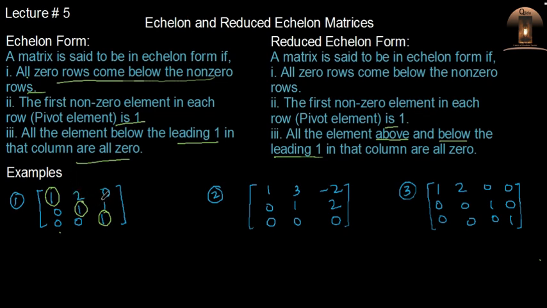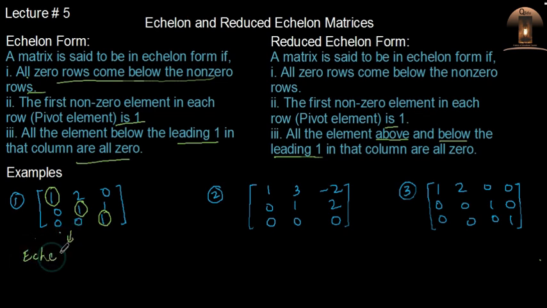And then in the second row we have the leading element 1, and below that 1 we have 0. That is fine. And in the third row we have the leading element 1, and below that 1 there is no row, so no need to check the third condition. Now we can say that this matrix is in echelon form.